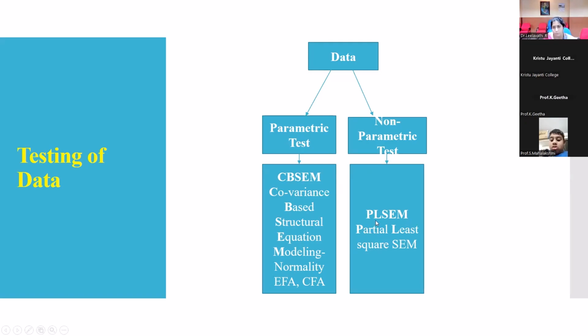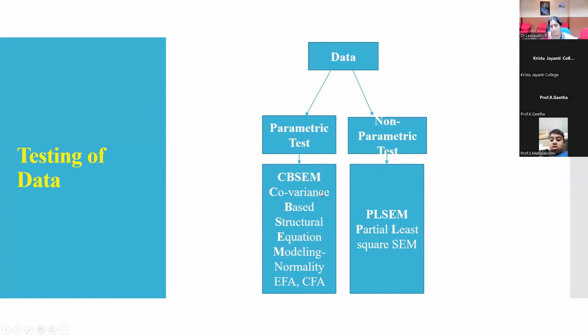This PLS-SEM, most probably the researchers will do using the R language, because if you want to do it in CB-SEM using SPSS, a lot of covariance errors will occur. So most probably they won't prefer that. If you do it programmatically, whatever you want, if you give a program, it will be very easy for you to get the results. So that is why, if anyone wants to try PLS-SEM, preferably go for R language rather than SPSS. So these are the two types of tests.